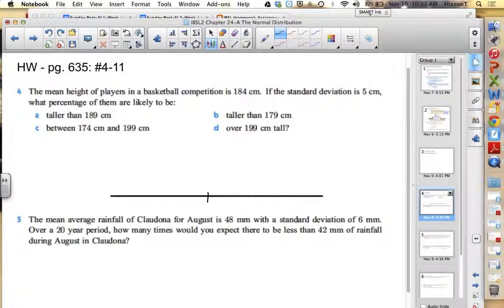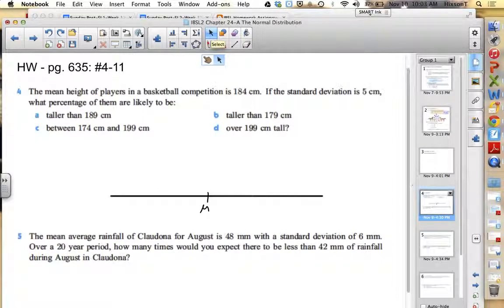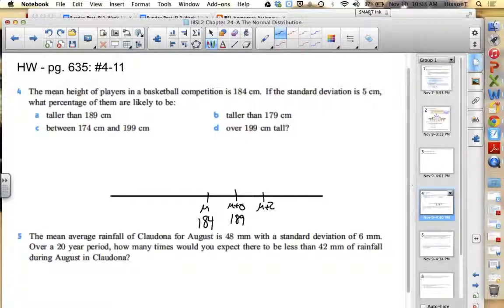All right, what's mu here? Mu's 184. And then if I go to mu plus sigma, mu plus sigma is at 189. Mu plus 2 sigma is 194. How do you get those? We're just adding the standard deviation of 5.